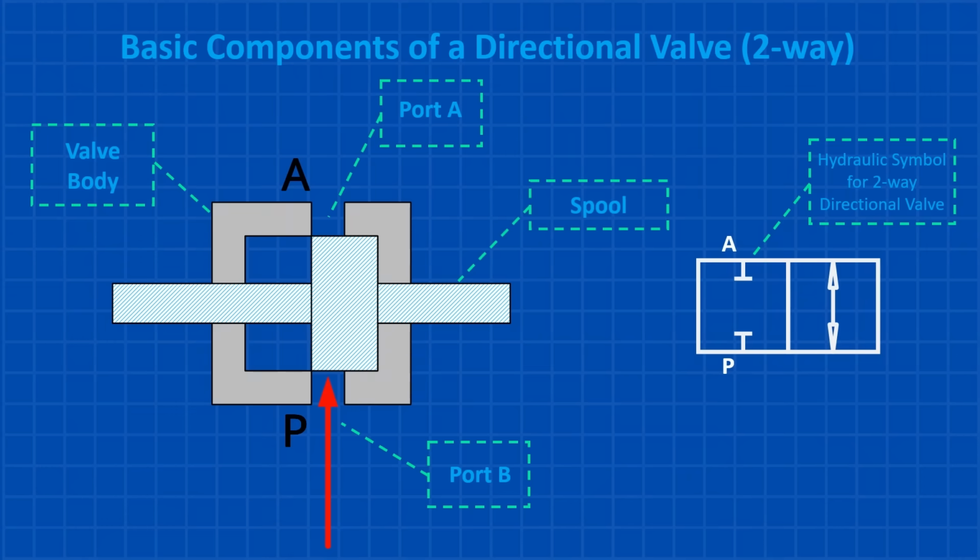So how does a hydraulic directional valve actually work? A hydraulic directional valve is made up of 3 main components: the body, the ports, and the spool. First, the valve body is the main structure that houses all the internal components. It's designed with precision to allow the spool to move and fluid to flow through the correct ports.